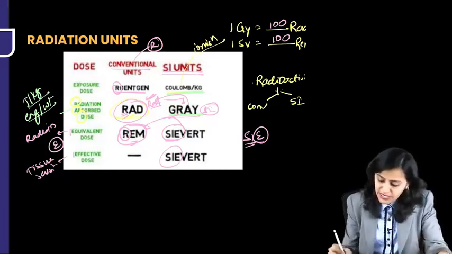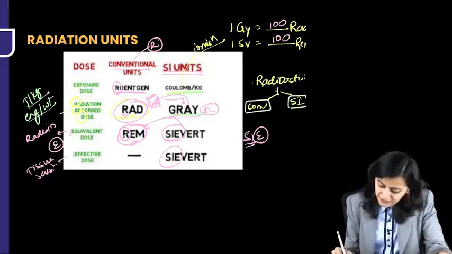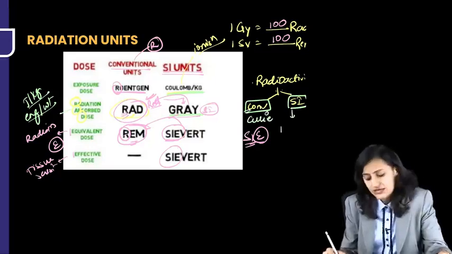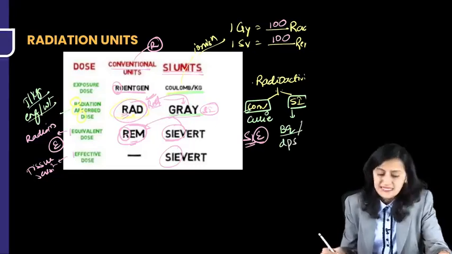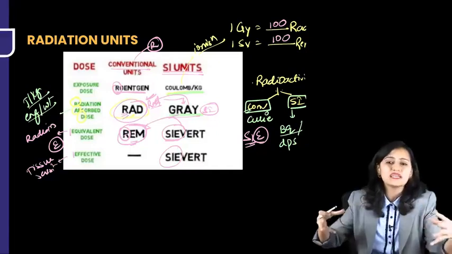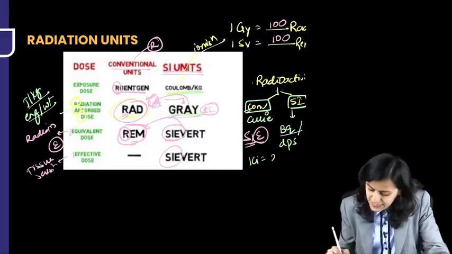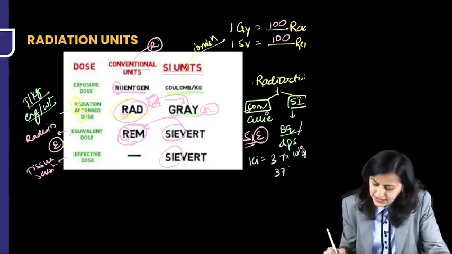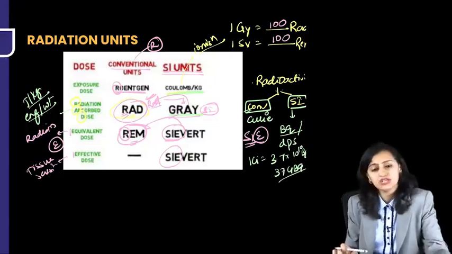Also remember for radioactivity, the conventional unit and the SI unit. Conventional unit, C for C, is Curie. SI unit is Becquerel, which is also called disintegration per second. So radioactivity is how much nuclear disintegration is happening per second. So 1 curie is equal to 3.7 into 10 raised to power 10 becquerel, that is 37 gigabecquerel. So these are the various radiation units.